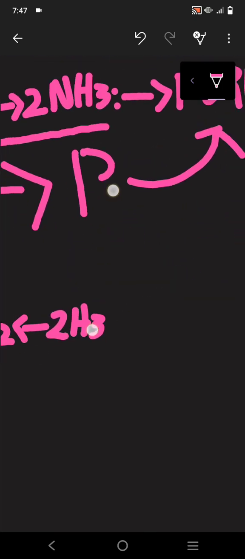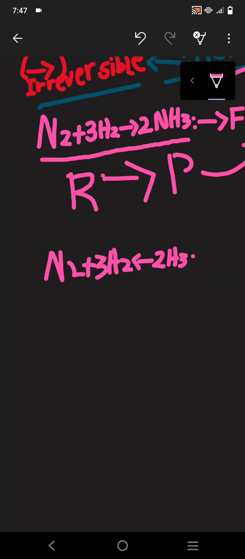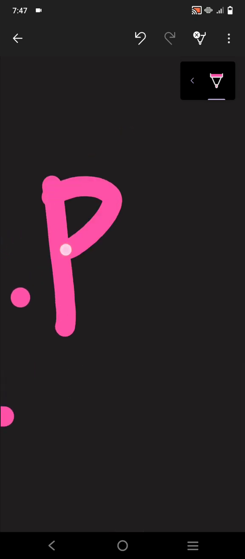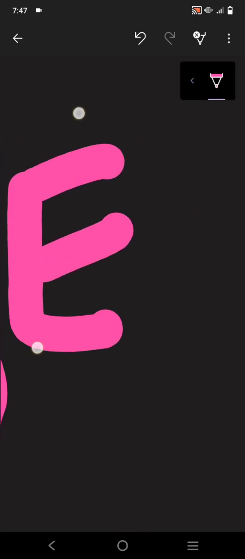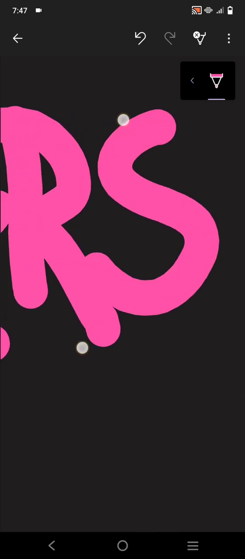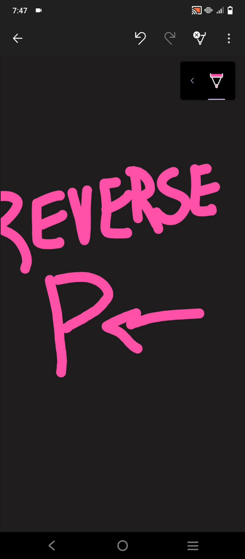This is what the reactant was making in the forward reaction. So now 2 mole of ammonia gas is converted again into 1 mole of nitrogen. Let me show you. This 2 mole of ammonia is converted into this plus this. So this is what the reverse reaction looks like, when the product is converted into reactant again.